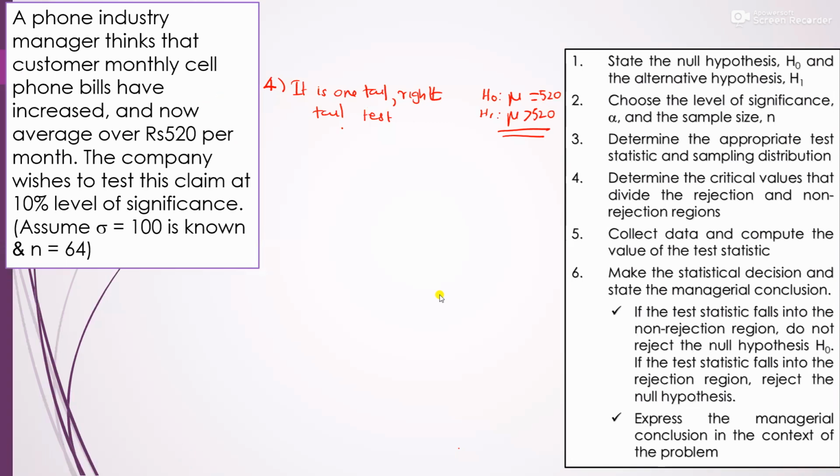And it's a one-tail right-tail test, right? So alpha by 2, then also we need the alpha by 2. 0.1 divided by 2, that is 0.05. Then now we can draw the diagram based on the alternative hypothesis and the level of significance. Your diagram.